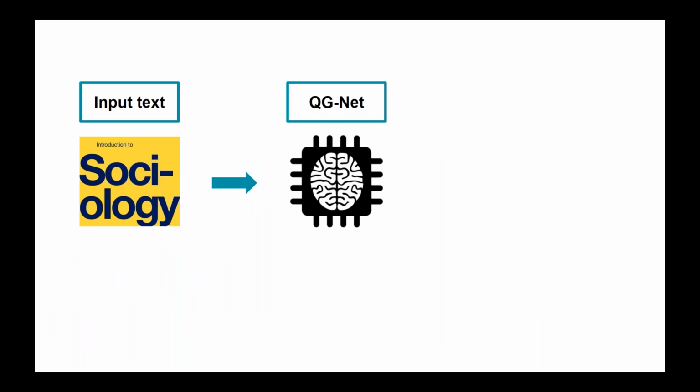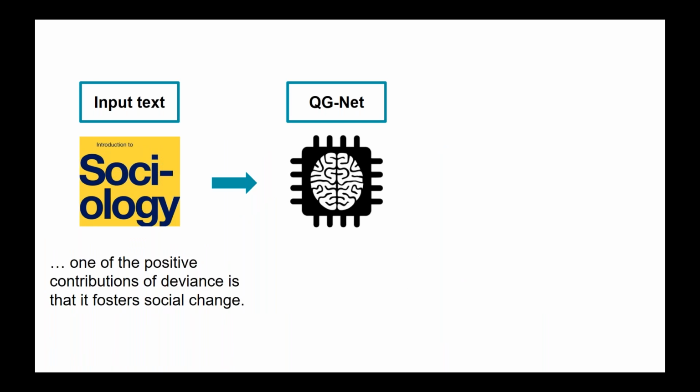Yeah, it's here. So the input is input text. It could be something like this. This is talking about deviance and social change. And then we also need a very important element as the input, which is where in the input sentence do you want to ask a question about?